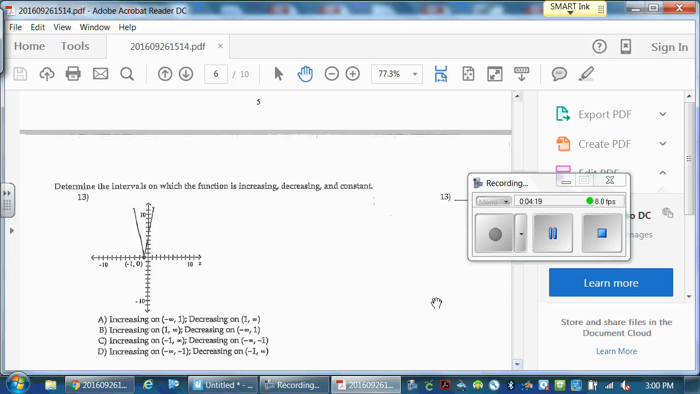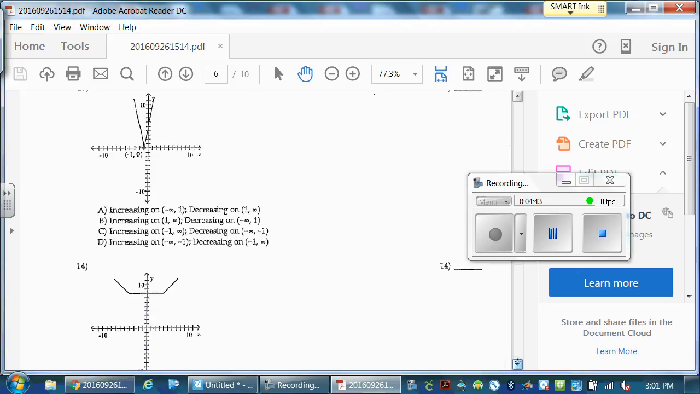Increasing, decreasing, and constant. It looks to me, again, there should be arrows on the end here. It's just indicated there because there's no ending point, but it is decreasing from negative infinity to negative 1 and increasing from negative 1 to infinity. From negative 1 to infinity, it's increasing. Here we go, C, and decreasing from negative infinity to negative 1. They said increasing before decreasing.